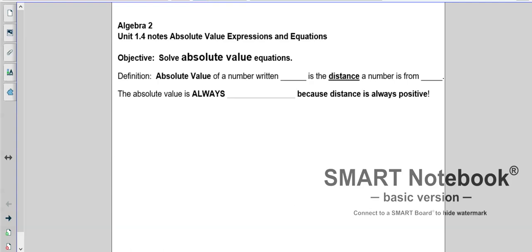All right, 1.4, absolute value expressions and equations. So first off, the definition. Absolute value of a number is written with these bars. And it's the distance a number is from 0. Okay? The absolute value is always positive because distance is always positive.